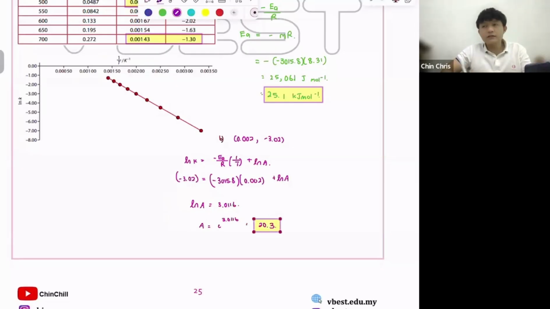Okay, so guys, again, your answer given will be a range. It need not be the same as my answer, but as long as it's within the range, then it's okay.